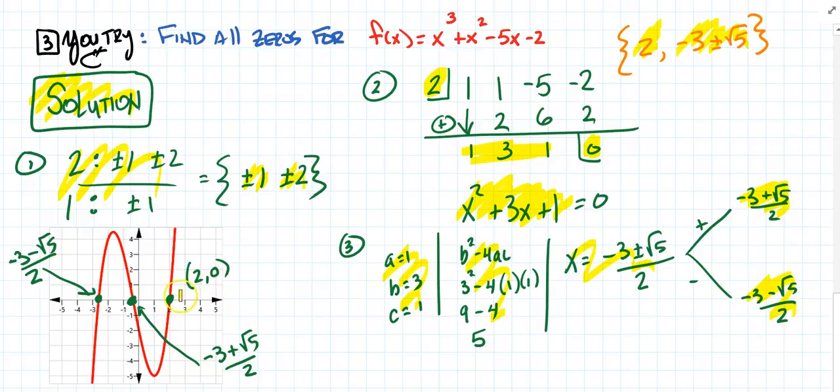So if you look at the graph, here is the rational root, or the rational 0 at 2. Here is -3 plus rad 5 over 2, and here is -3 minus rad 5 over 2. Hopefully that made a lot of sense to you.